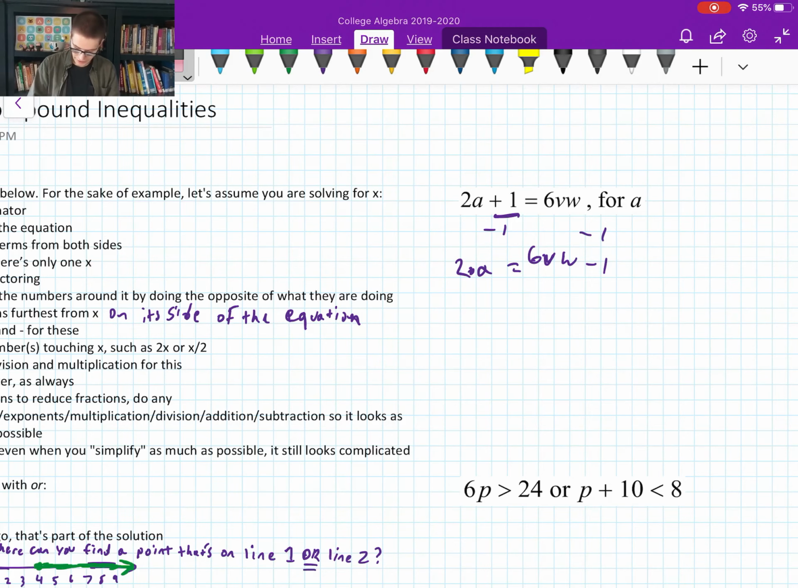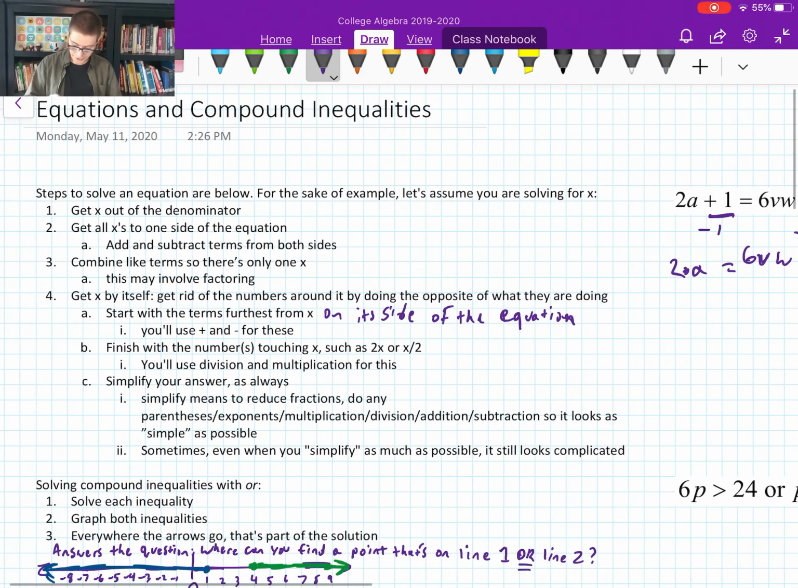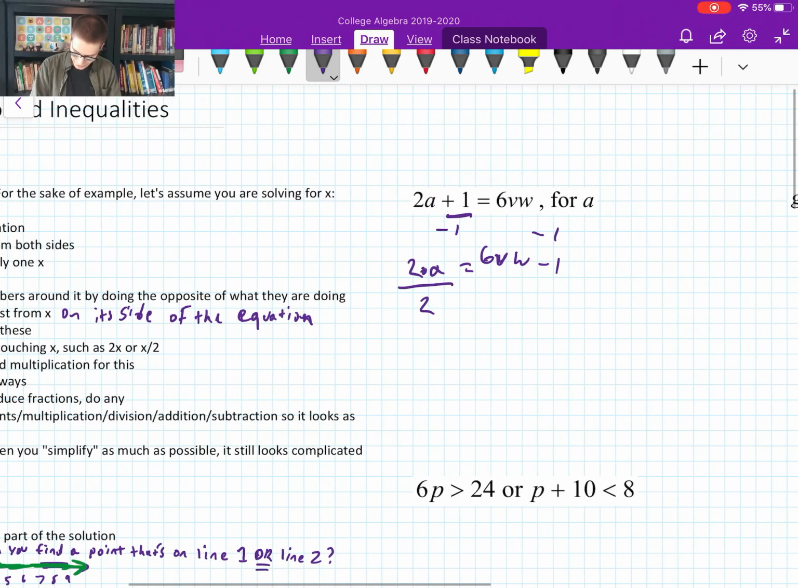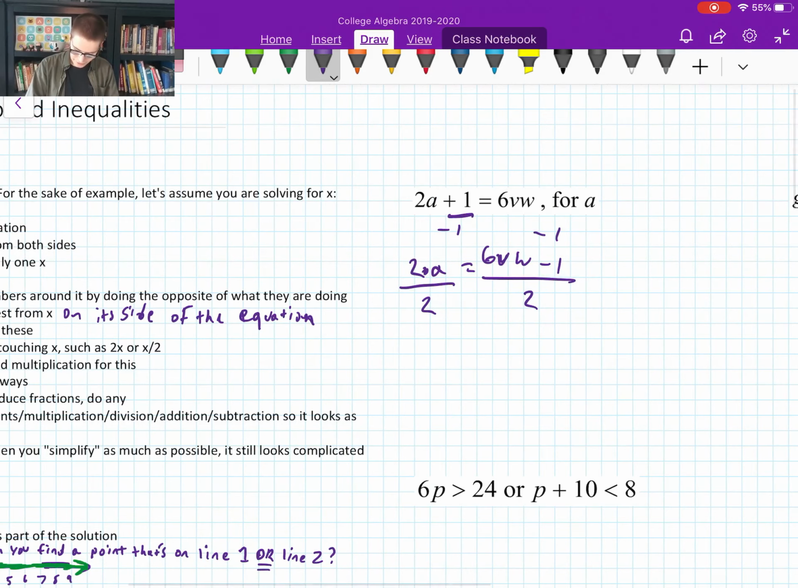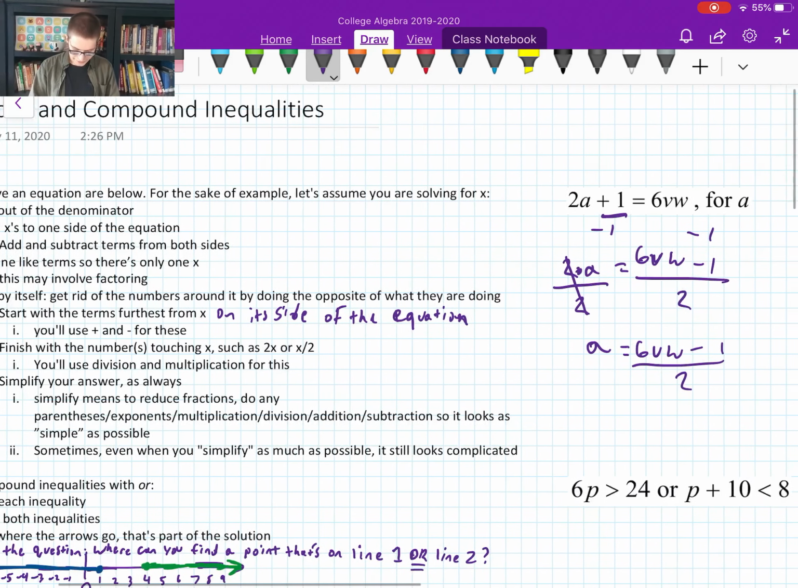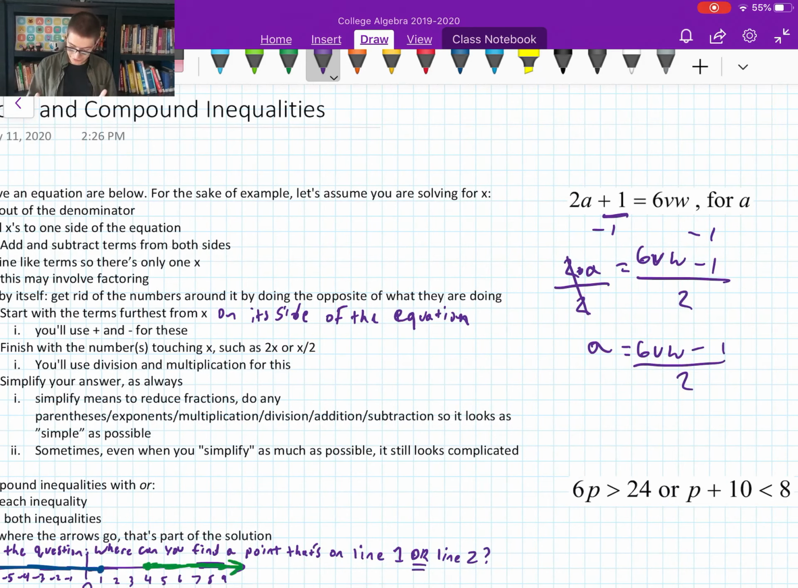Whether it's multiplication or division that's happening there, you want to do the opposite of it to get rid of the number. It's multiplying, so we want to divide by 2. Divide by 2. These 2's cancel out, which leaves us with just a. That's how we get rid of a number. We do the opposite of what it's doing. On the right side, we're left with 6vw minus 1, all over 2. And that's it. That's really an answer.